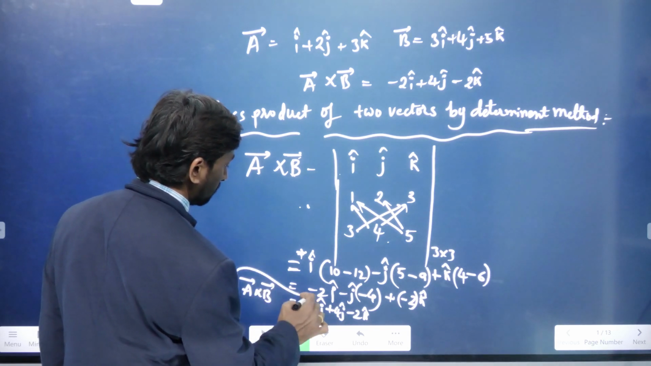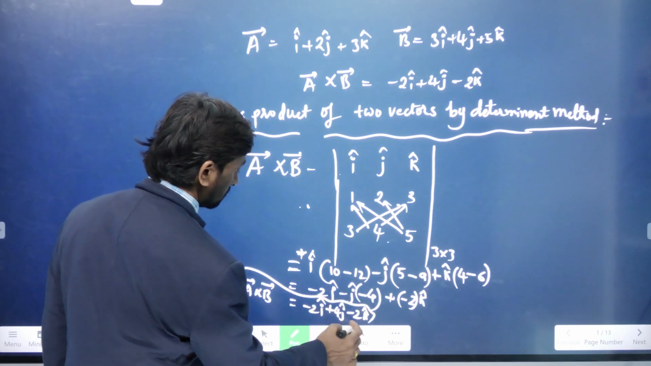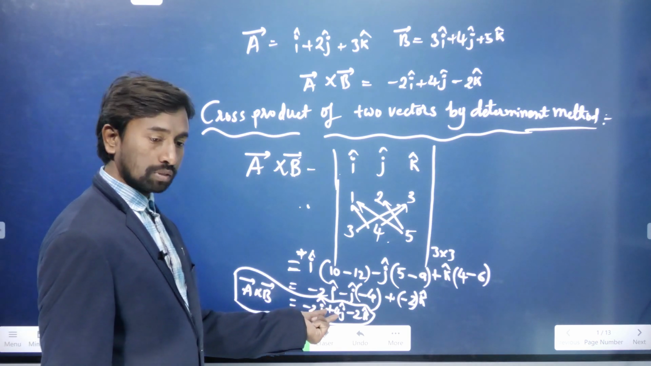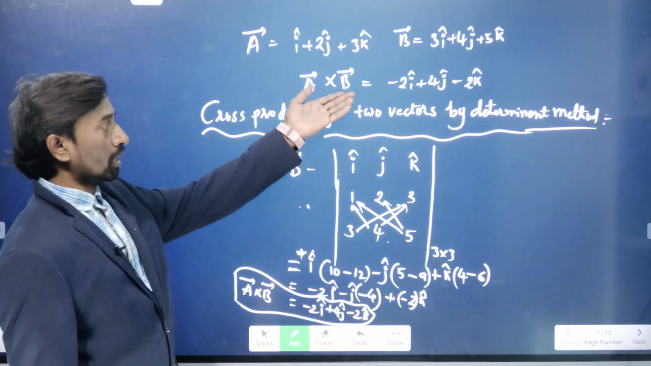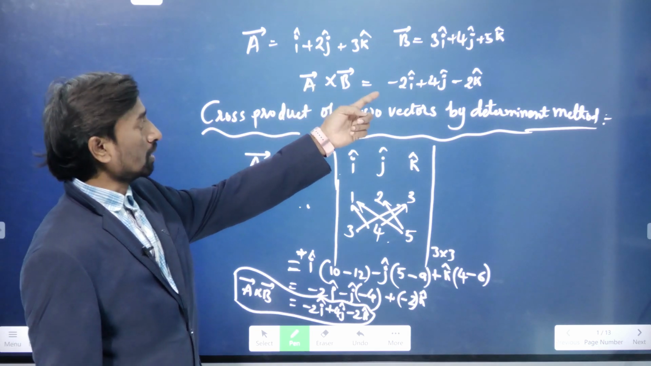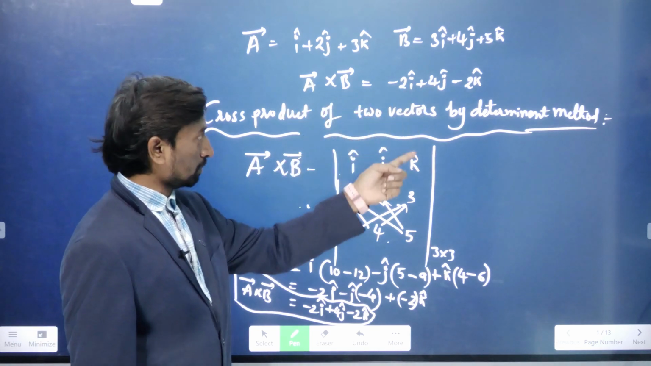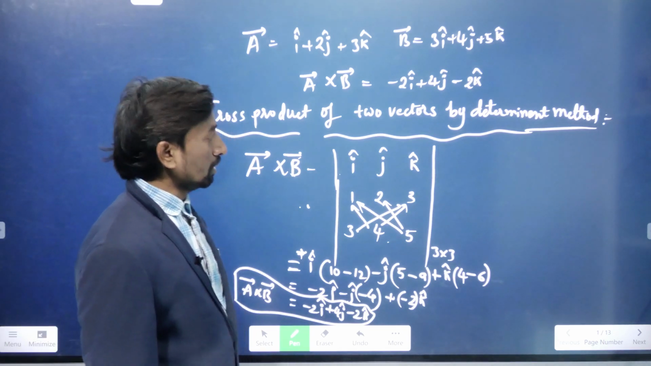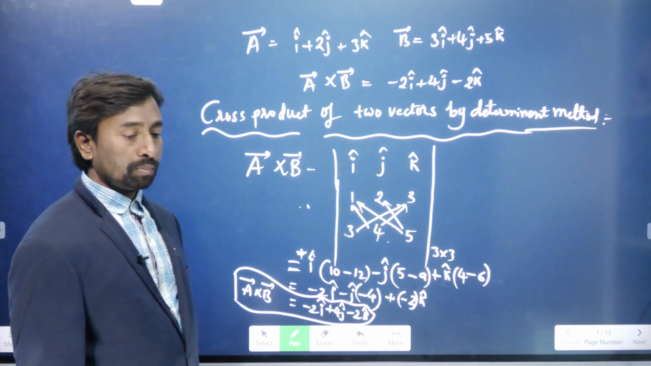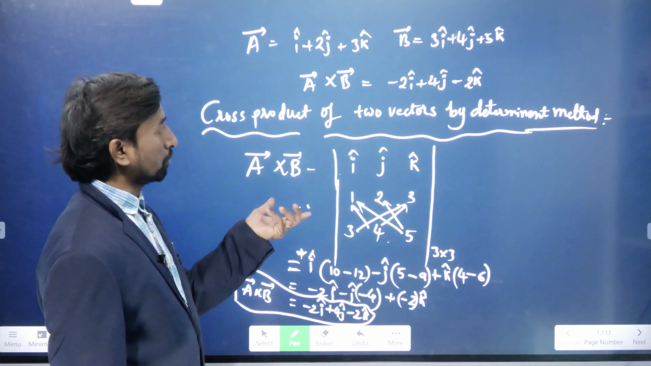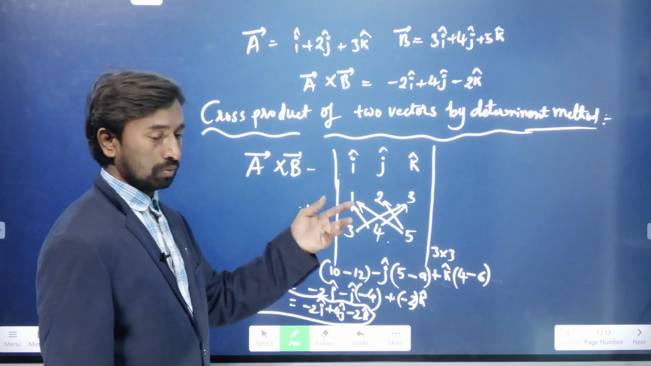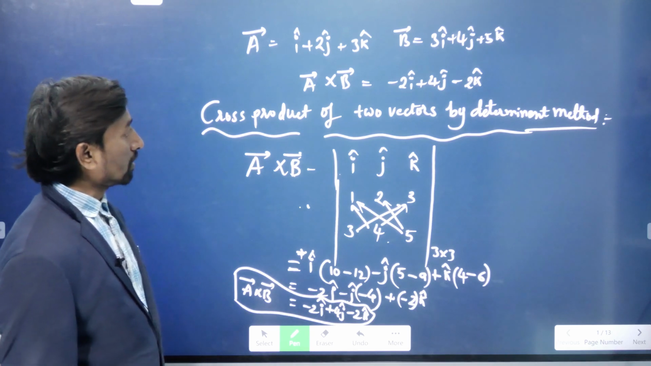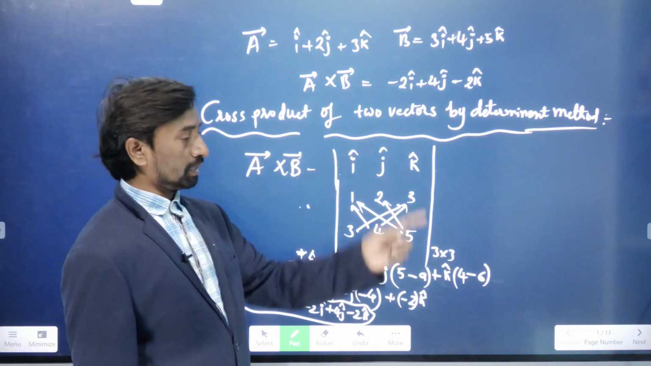So in both the methods we will get the same answer. See here, A bar cross B bar we got minus 2 I cap plus 4 j cap minus 2 k cap. In the last class, in the normal method also we got 2 I cap plus 4 j cap minus 2 k cap. So we can follow any method which is easy for you. The multiplication of vectors in the vector product or the cross product can be done in these two methods. So that is about the cross product of the two vectors by the determinant method.